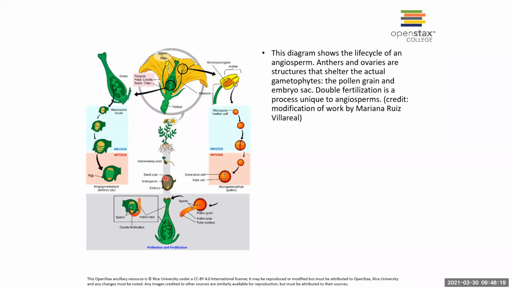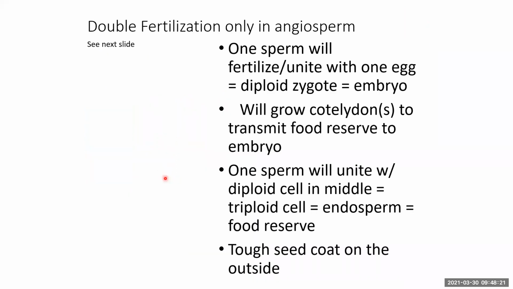Okay, so we have a more detailed figure here. Well, not on this slide, but on the next slide, we'll have that more detailed figure. And so basically, double fertilization is one sperm will fertilize the egg to make a diploid zygote, which is your embryo, right? This will grow cotyledons and transmit food to the embryo, okay?